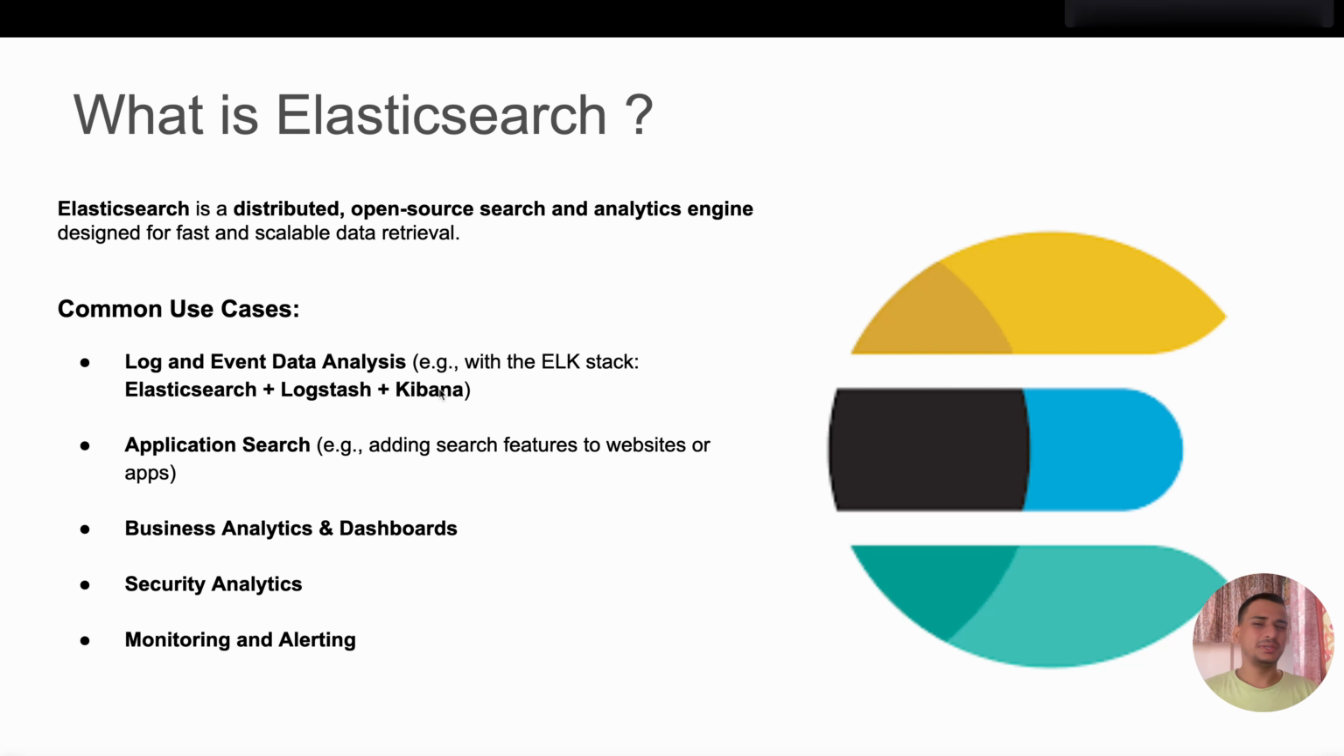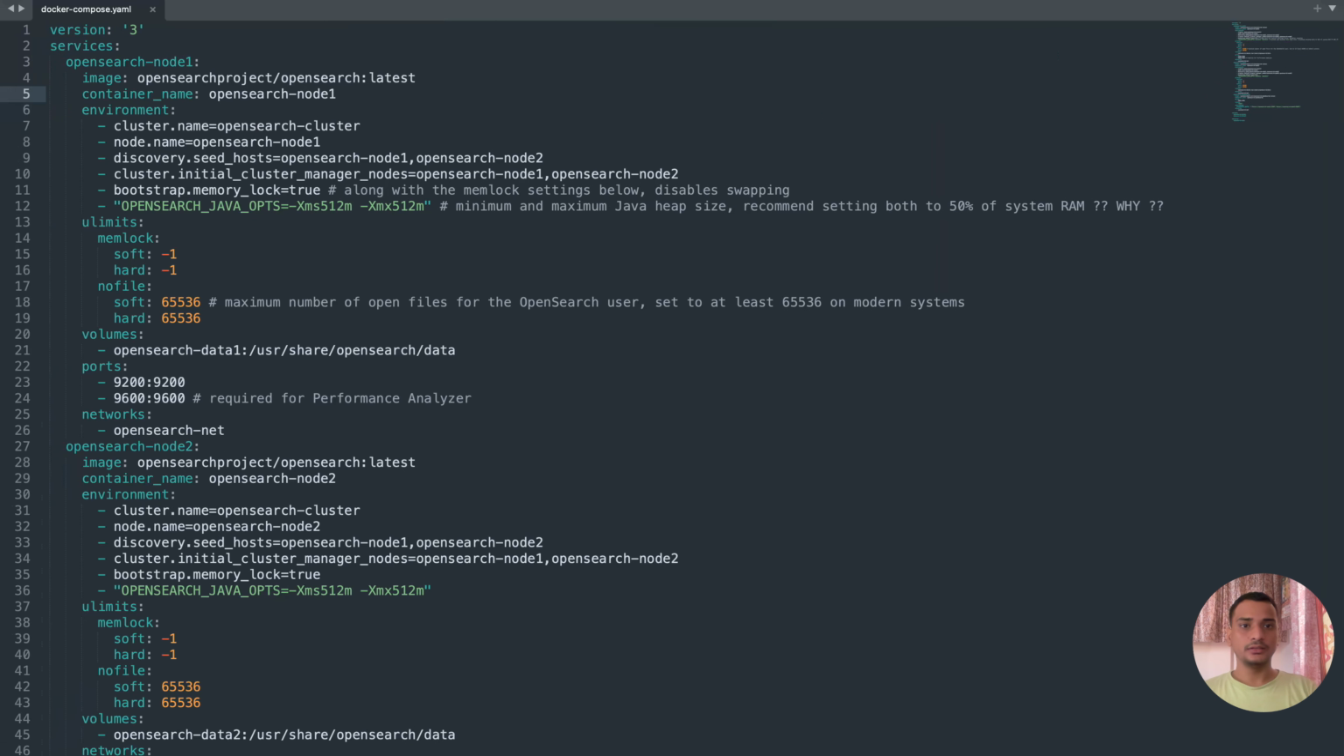Now let's start with how we can install it. I'm going to use Docker Desktop for my installation. Now this is the Docker Compose file which I have already created.